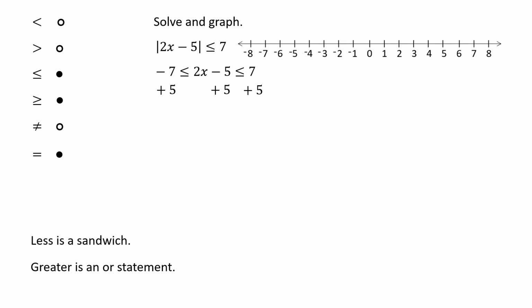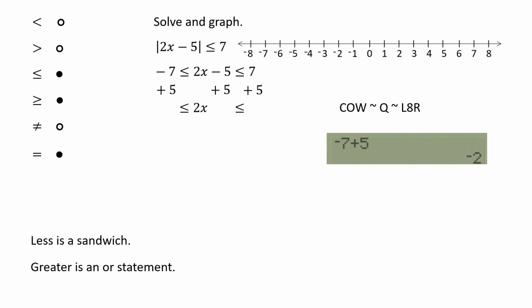Of course, the opposite of subtracting 5 is adding 5. But there's 3 different sections of this inequality that I need to add the 5 to. Right? So negative 7 plus 5, calculator for the assist, is a negative 2. And of course, calculator assist, 7 plus 5 is 12.